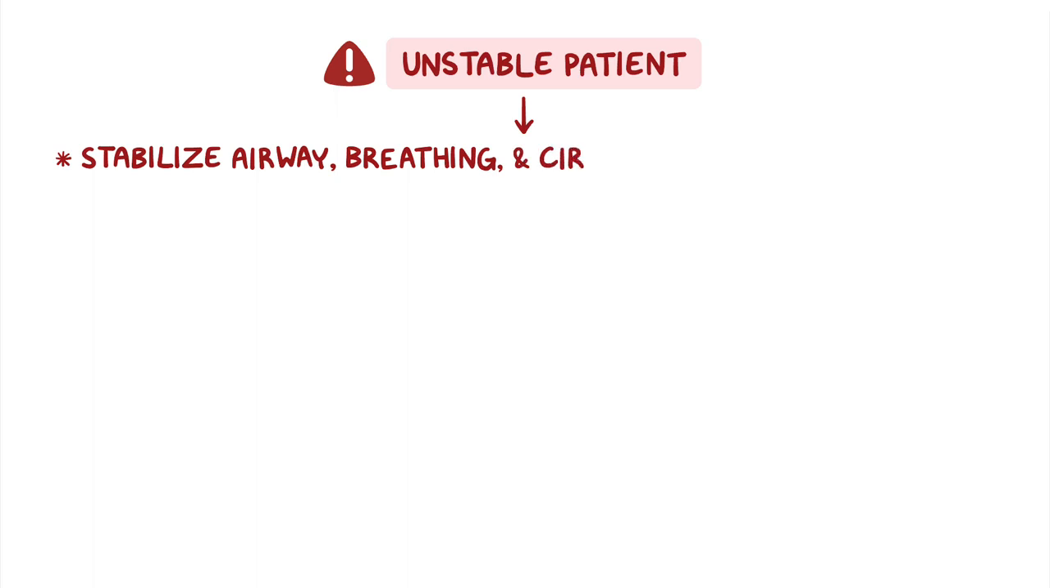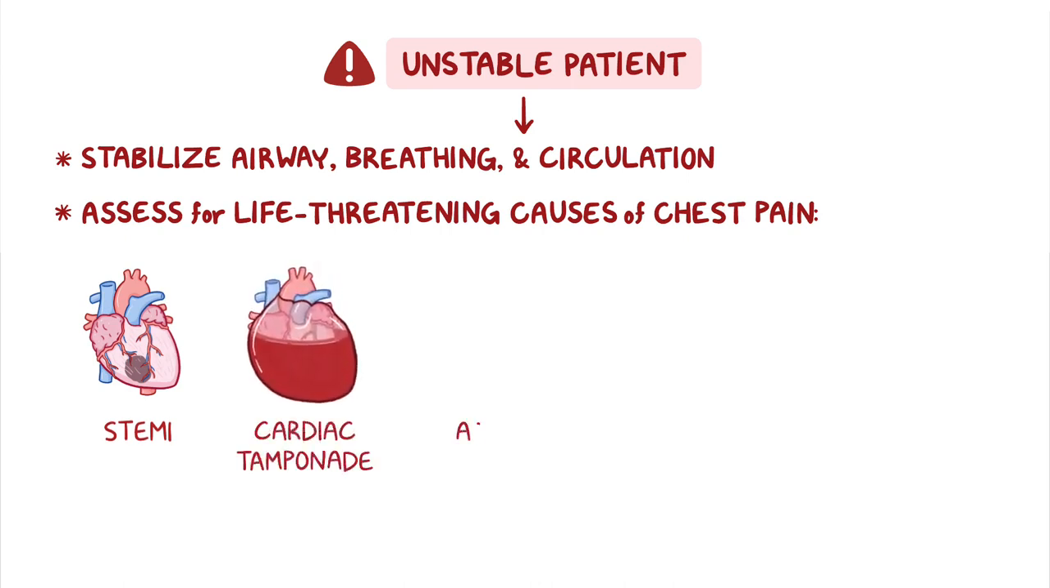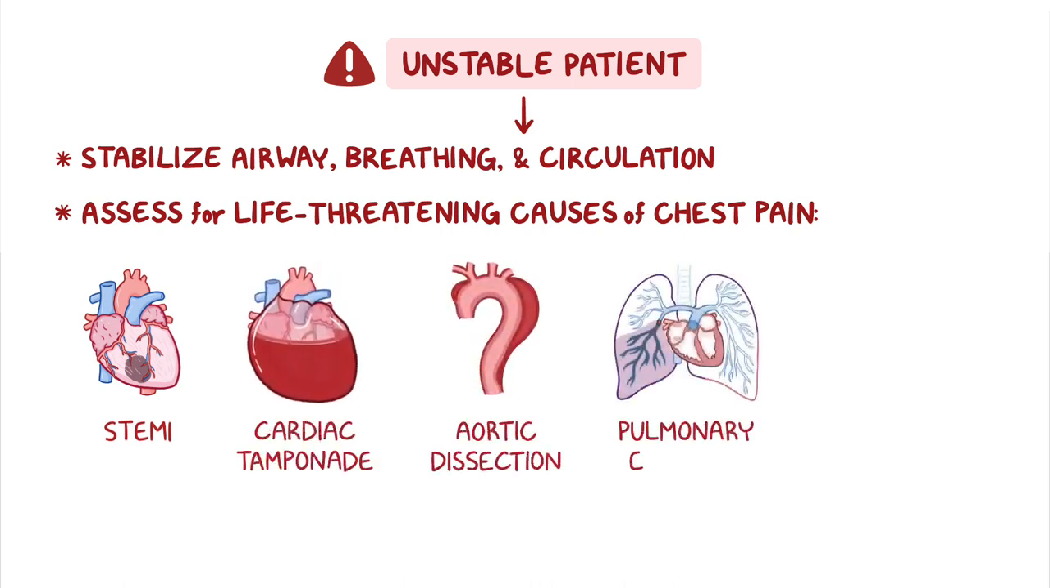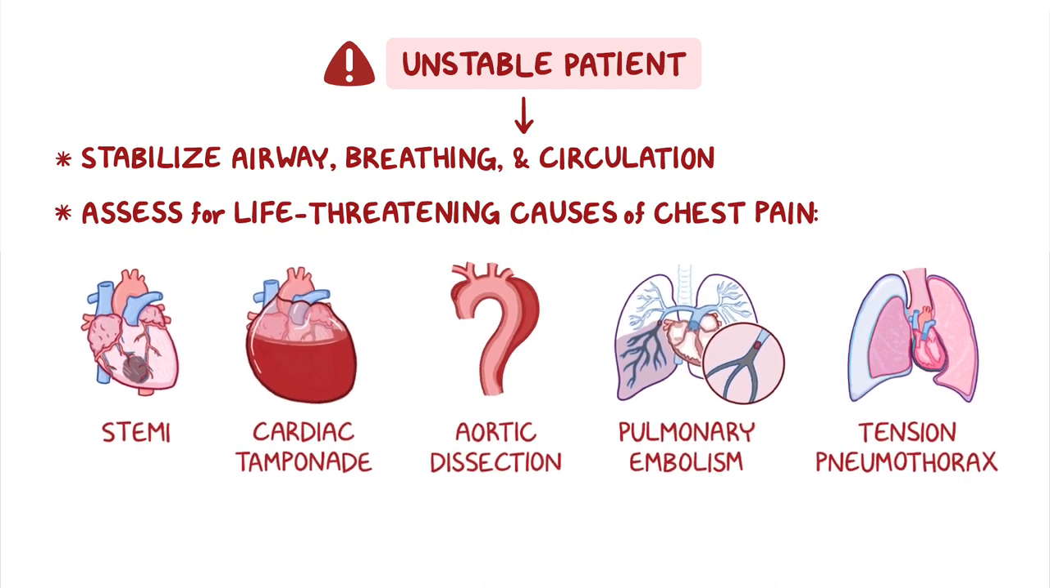In an unstable patient, your priority is to stabilize their airway, breathing, and circulation. Once they are stabilized, your next step is to evaluate for life-threatening causes of chest pain, such as ST elevation myocardial infarction, or STEMI for short, cardiac tamponade, aortic dissection, pulmonary embolism, or tension pneumothorax. And remember, even if your patient is stable, it does not rule out these life-threatening conditions.